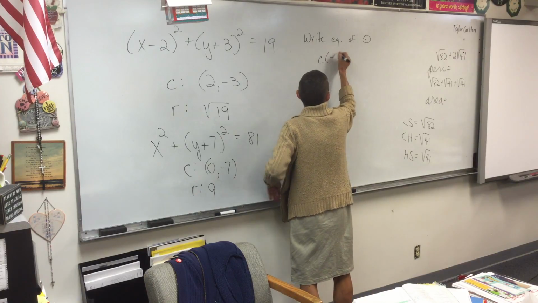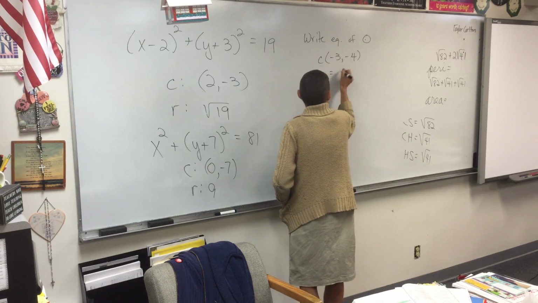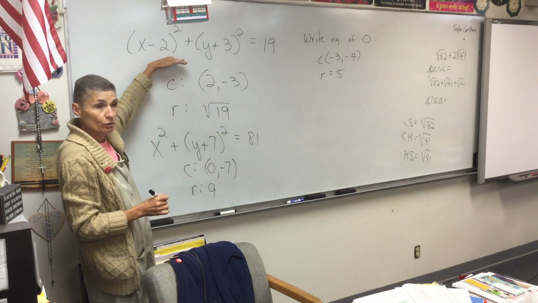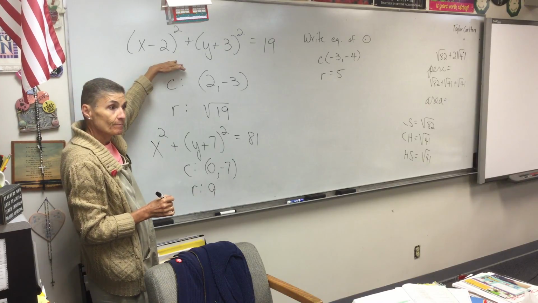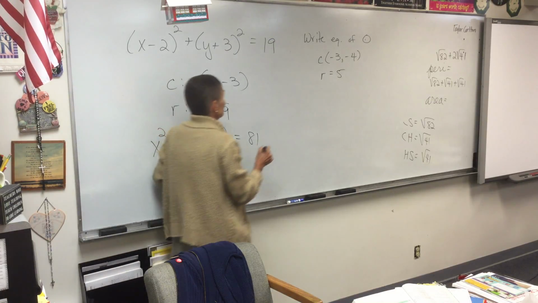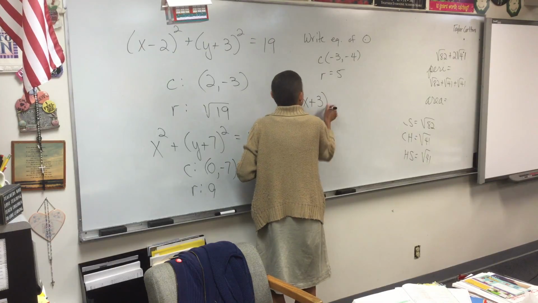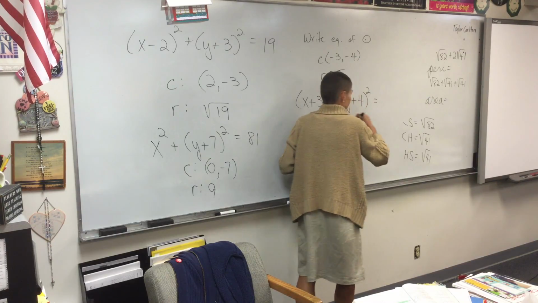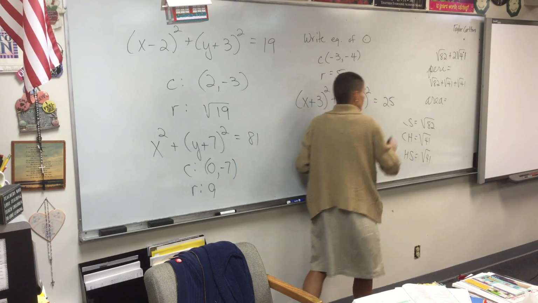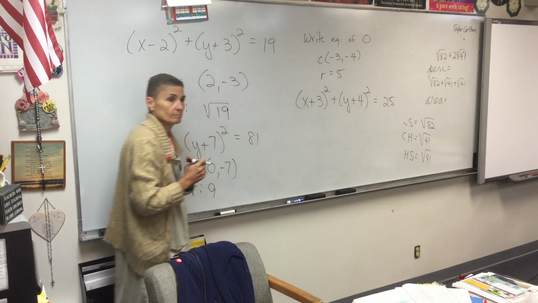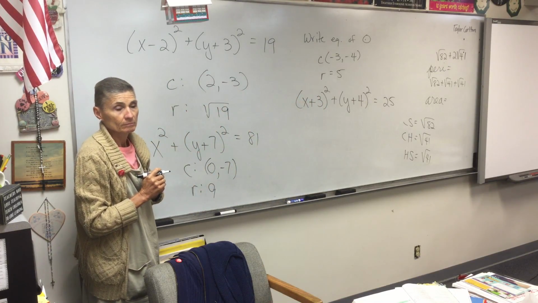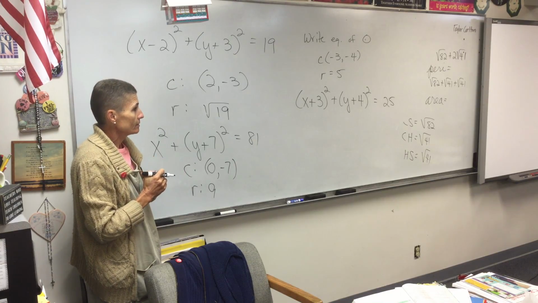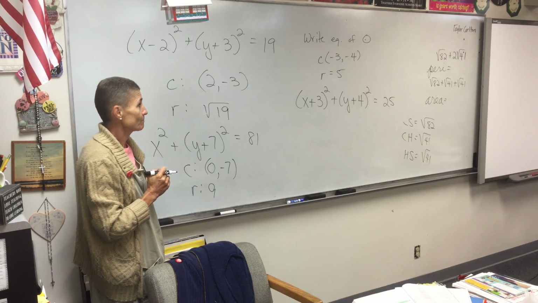If the center is -3, -4, and the radius is 5, could you come up with an equation that looked like this? What would it be? X plus 3 squared, very good. Y plus 4 squared, very good, equals 25. Are you okay with that? Everybody thinks this is great. You're sitting there thinking, Precal is so dang easy.